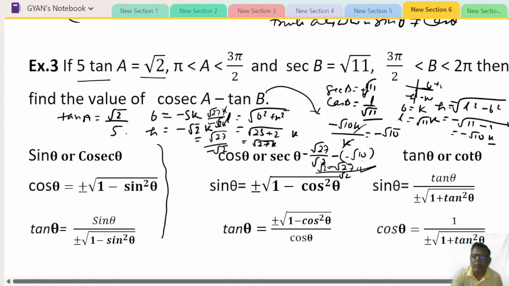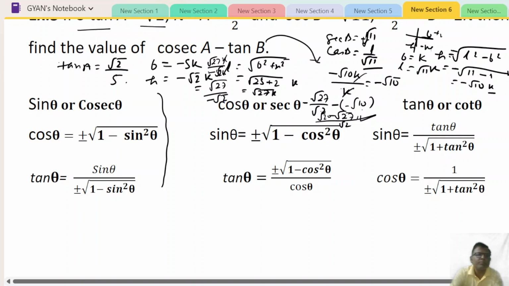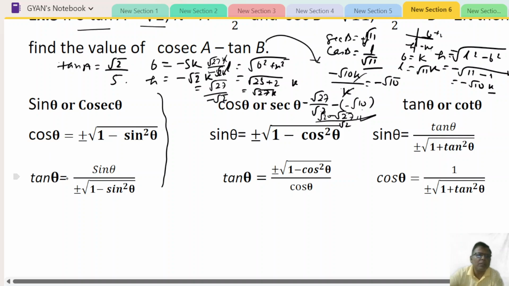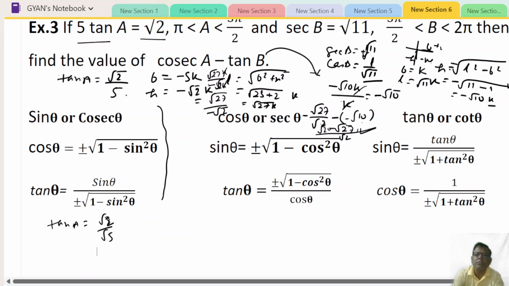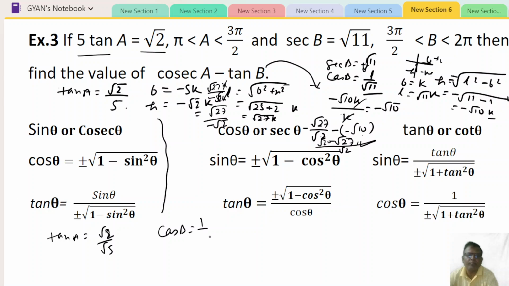You can utilize this formula also and you can find out. So how will you find out? So you have to find what is given. What is given is tan. So first write tan A is equal to root 2 by 5, it is given. And what is given? Sec B is given, that means cos B. Cos B is equal to 1 by root 11.